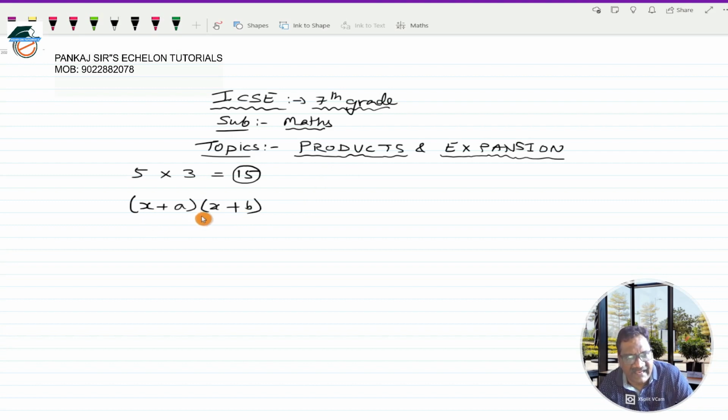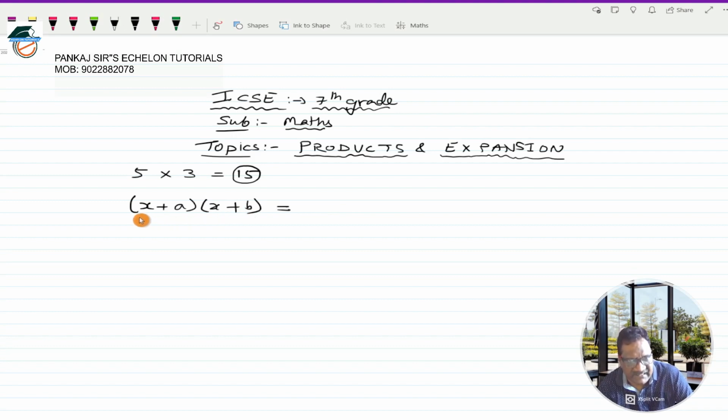And in between the brackets I have not put either plus or minus. Neither have I put a multiplication or division sign. But when I have not put anything, that means that there is a multiplication sign. So (x plus a) into (x plus b) is equal to whatever answer you will get, that will be the product. So this product, if you want to find out of two algebraic expressions, how are we going to do it.